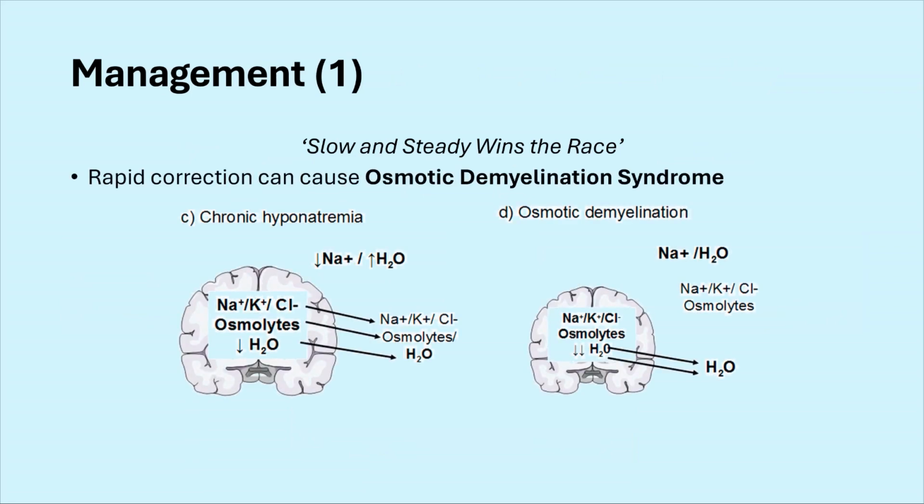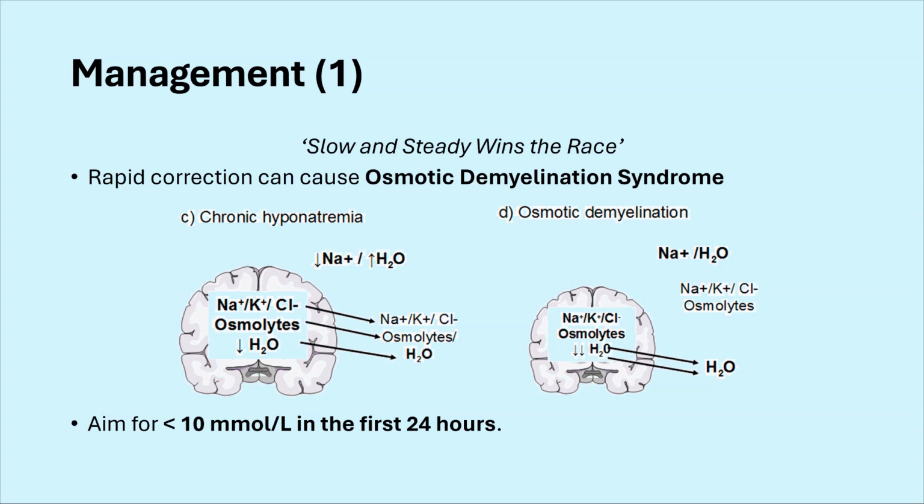Now, how do we manage these people? The aim of managing hyponatremia is a slow and steady process, and hence the quote, "slow and steady wins the race." Now, why is that important? Because rapid correction of hyponatremia can cause osmotic demyelination syndrome. What this means is when there is a high amount of salt put into the intravascular space, water can be drawn out of the cells, and this can make the cells shrink. This is what we call osmotic demyelination syndrome, and especially if it's in the brain, it can cause neurological problems.